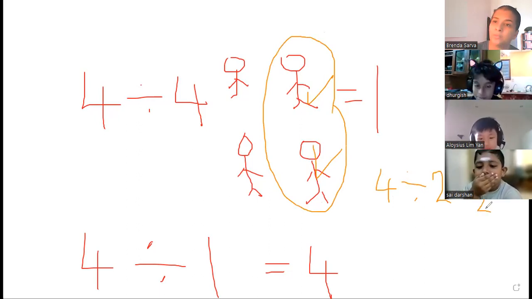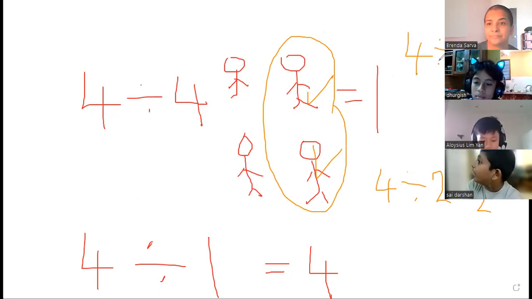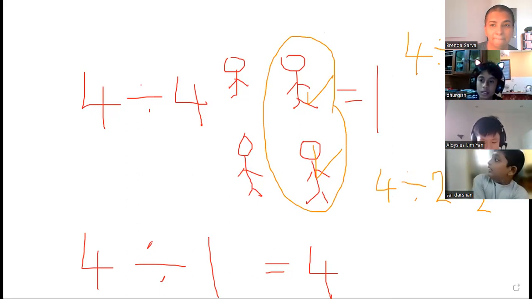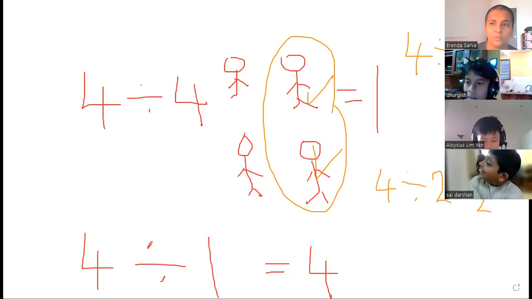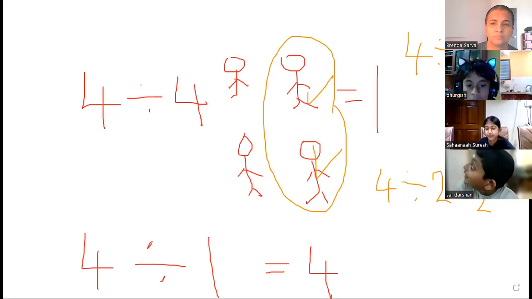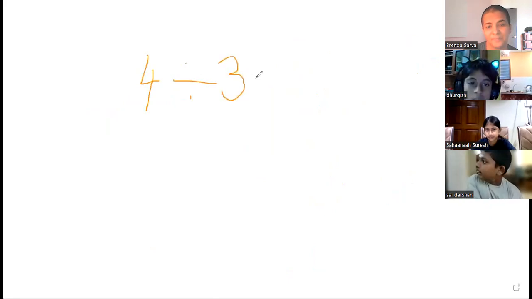Now, can I take 4 chocolates and divide by 3? No. Why no? Because there's no 4 in the times table of 3. Yeah, look here. 4 chocolates divide by 3.